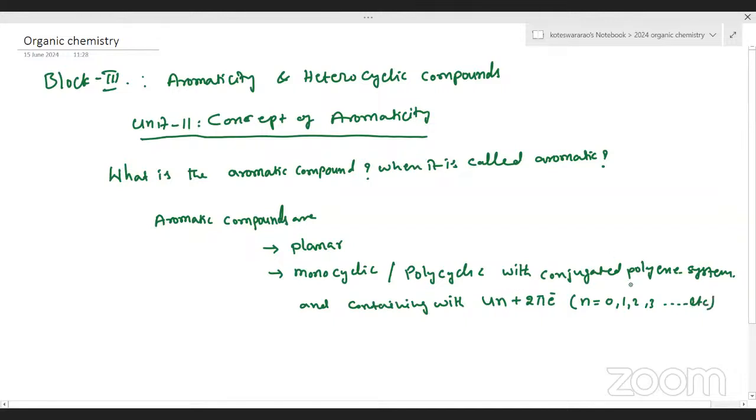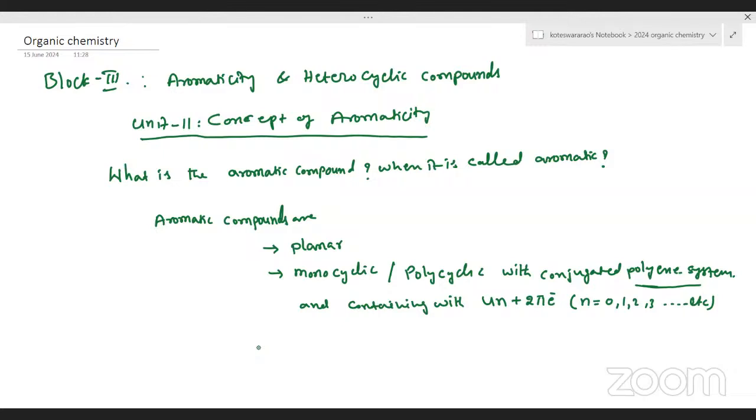And in the conjugated polyene system, what is a conjugated polyene system? The molecule having multiple double bonds, multiple pi bonds. Once the pi bonds are present, all the pi electrons should be delocalized. Delocalized means all the pi electrons are equally shared by the atoms present in the cycle. Not only carbon atoms, sometimes heteroatoms like nitrogen, oxygen, sulfur, silicon, boron are also there. Whatever atoms are linked in the cyclic system need to share the pi-electron cloud equally. That compound is known as an aromatic compound.